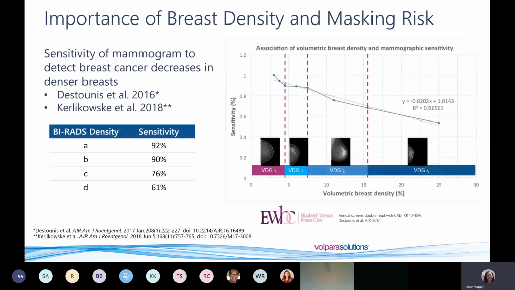The sensitivity of mammography to detect a breast cancer decreases in denser breasts, and Destounis and Kerlikowske reported beautifully on this. You see the sensitivity decreasing as you go through the A, B, C, and D density categories. And this is a nice schematic of Destounis's work, showing how as the volumetric breast density increased, that sensitivity drastically decreased.